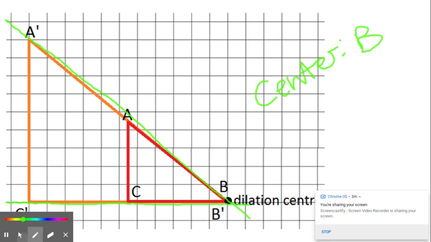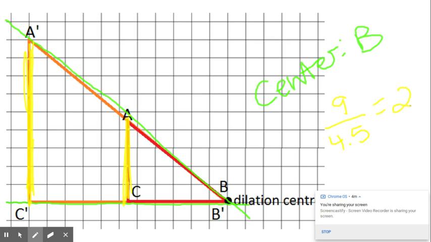If I try to find my scale factor, let's compare the left side over here. So I'm going to compare A prime C prime to AC. Well, A prime C prime is the image, so that goes up top. 1, 2, 3, 4, 5, 6, 7, 8, 9. That's 9. The original was, well, it looks like 1, 2, 3, 4.5. So that's 4.5. 9 over 4.5 gets me 2 for my scale factor.